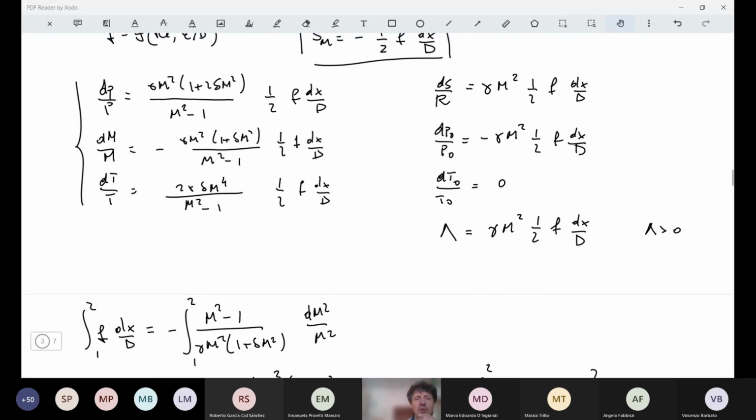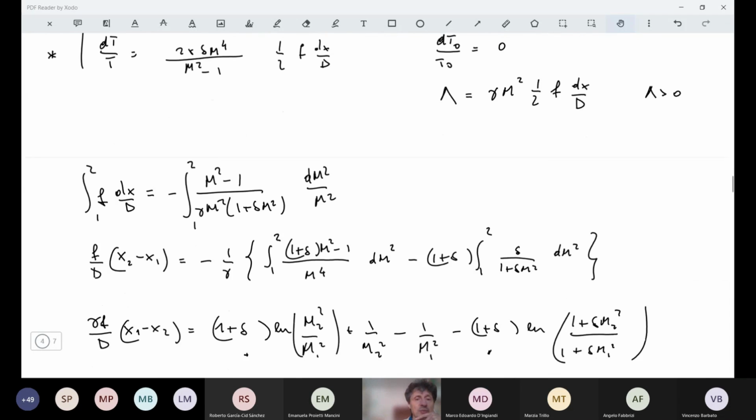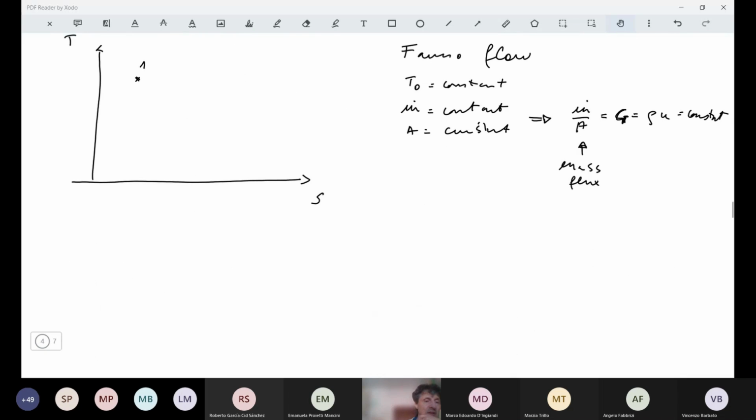So if you like to relate the temperature and the entropy, you should look at this equation here and this equation here. You see that we can cancel our 1/2 f dx over d, which can be seen in both equations, and relate the one with the other. The result will be this equation, ds over R is gamma M squared, M squared minus 1 over 2 delta M squared, that multiplies dT over T.